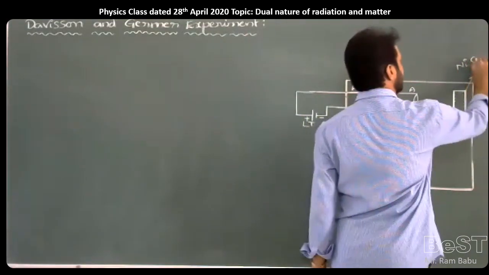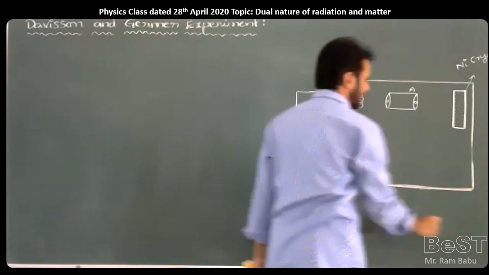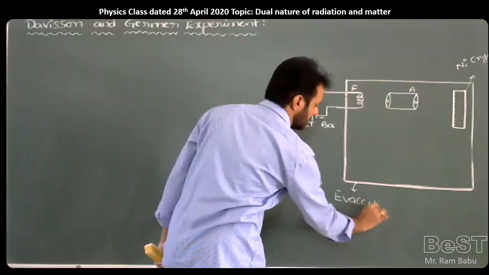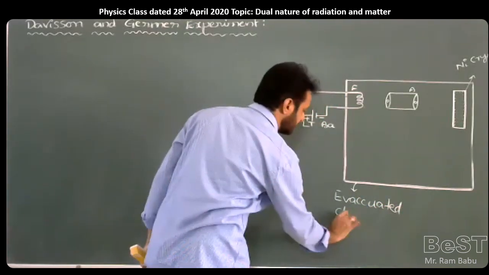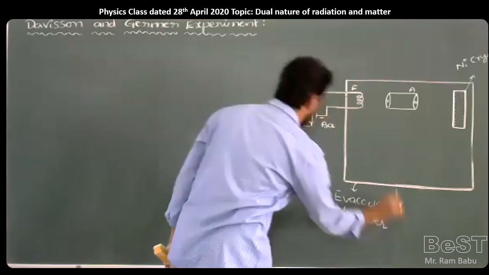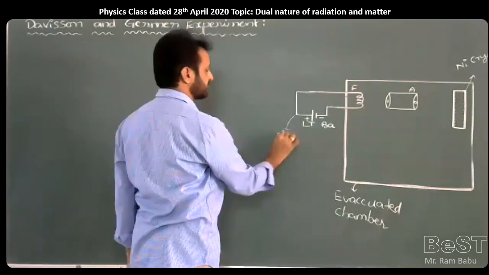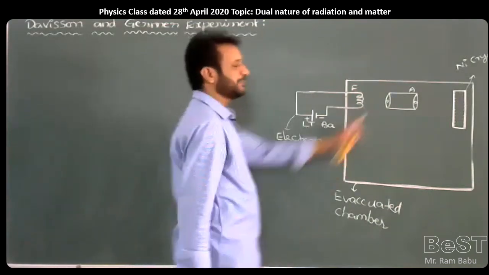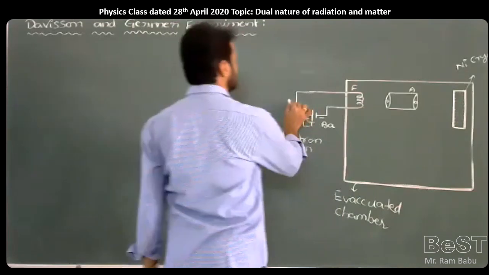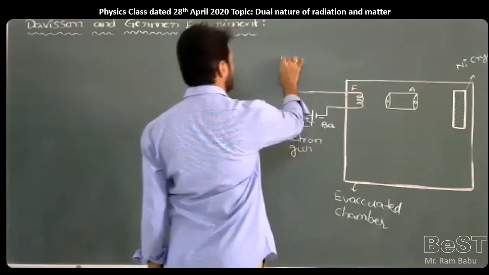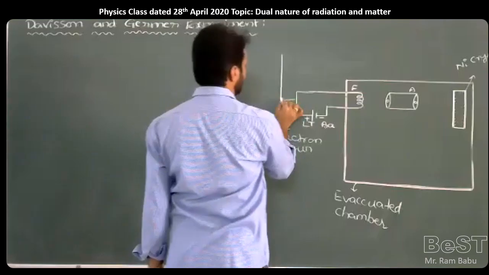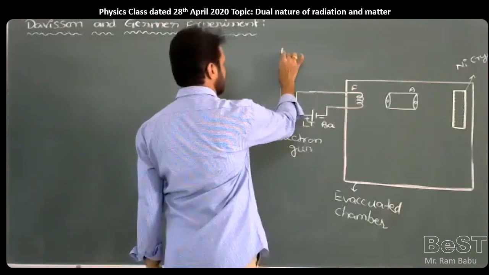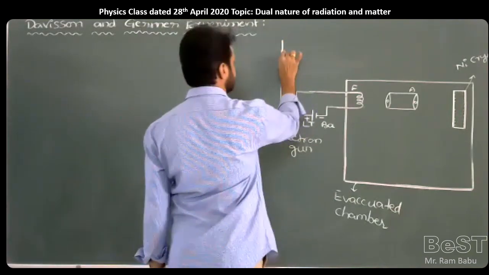It is a nickel crystal, and it is the evacuated chamber. Evacuated chamber, and it is the electron gun. Electron gun, and this A represents the anode. So here this electron gun and also the anode are both connected to one high tension battery, so that we can apply accelerating potential. It is connected to one high tension battery like this.